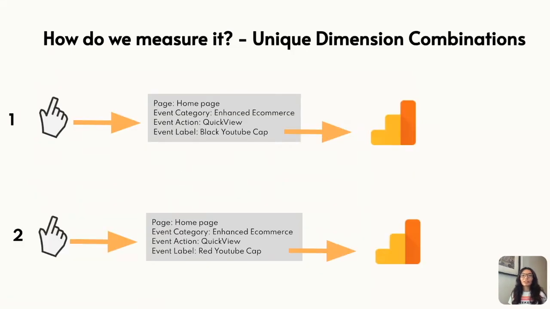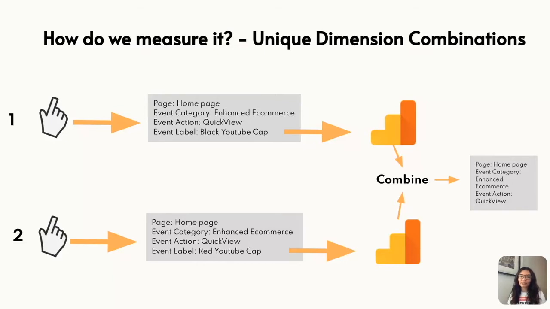Remember that event category, action, and label fire to Google Analytics at the same time. So in the case of our quick view interactions, we click on the black cap and the interaction is sent to Google Analytics. Then we click on the red cap and the interaction is sent to Google Analytics in another event. If you want to understand unique interactions for the quick view elements overall, we need to combine or group these interactions at the action category on a unique level.